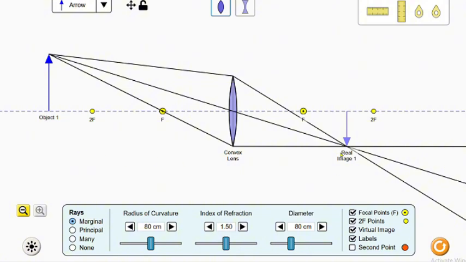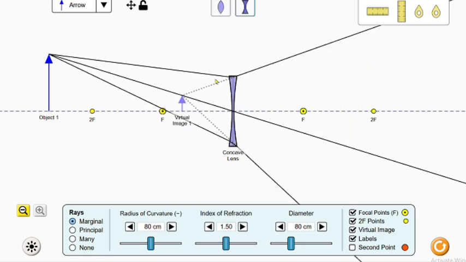Now let's start with the first scenario, an object placed beyond 2F. For the convex lens, look at the rays converging to form an image between F and 2F. The image is real because the rays actually meet, as you can see here. And the image is inverted and smaller than the object. For the concave lens, the rays diverge, but when extended backward, they form a virtual, upright, and smaller image on the same side as the object.